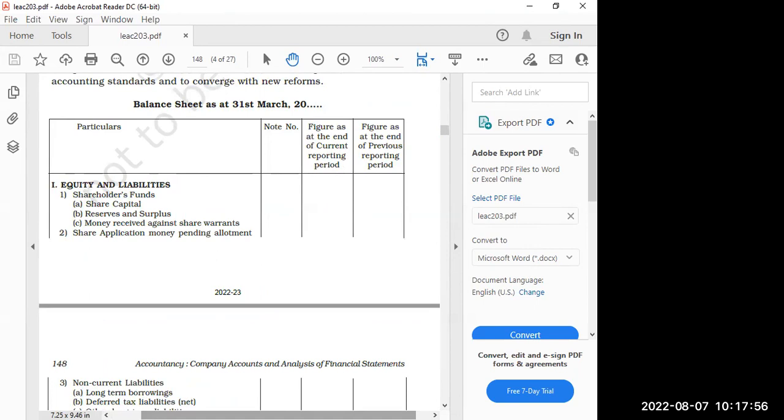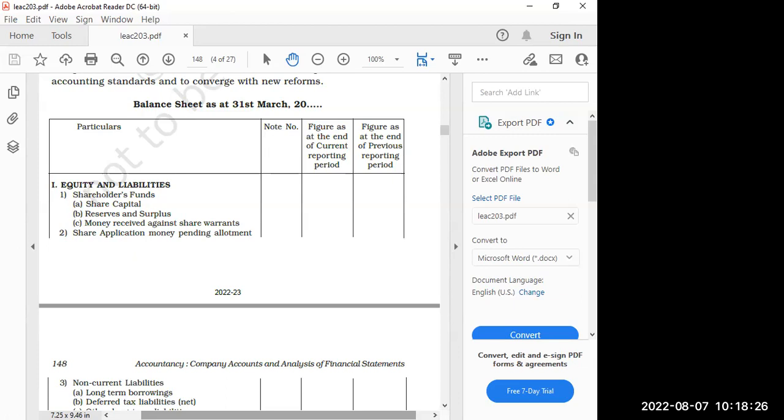In the exam or in the classroom, we are going to work out for only 1 year. But in real life, there will be 2 years figures given in the same statement. What was my equity last year and what is my equity current? To know the comparison, they will supply you the 2 years figures. But now we do only for 1 year. If you know the logic of 1 year, then the same thing applies for all the years. So particulars, note number, current year amount, previous year amount.